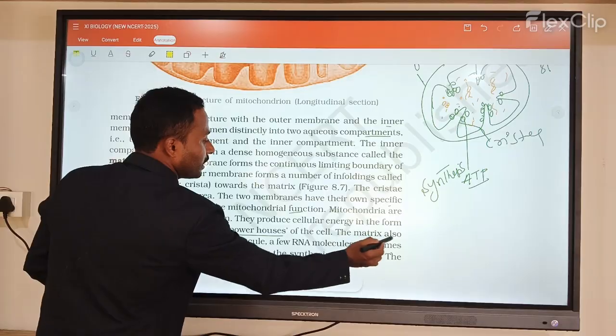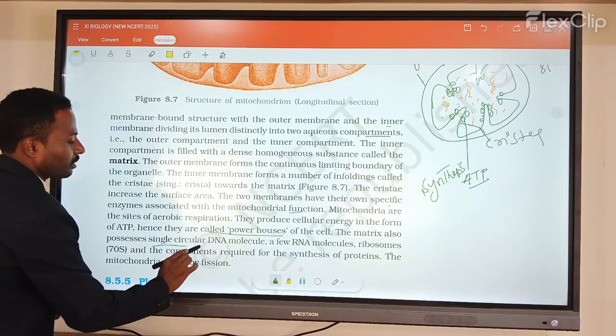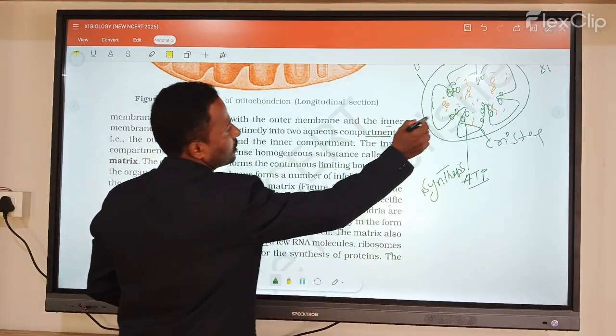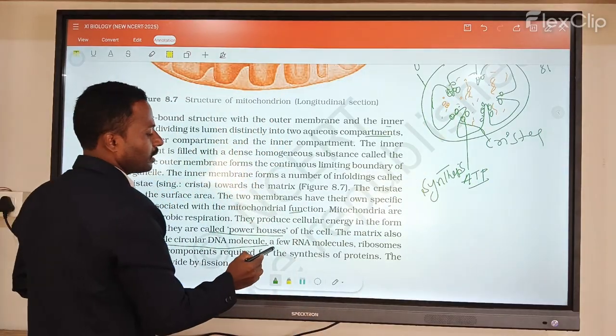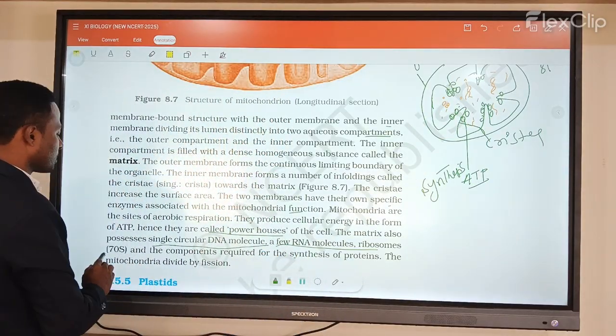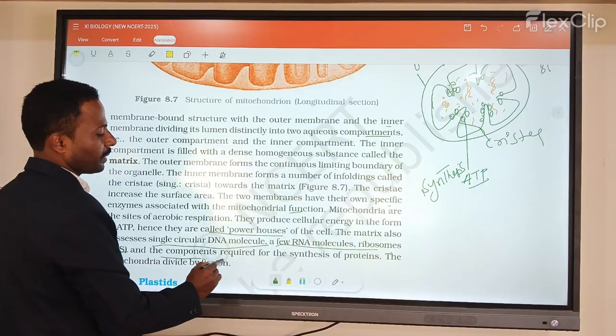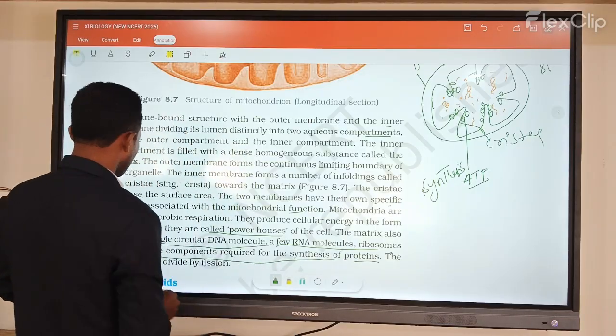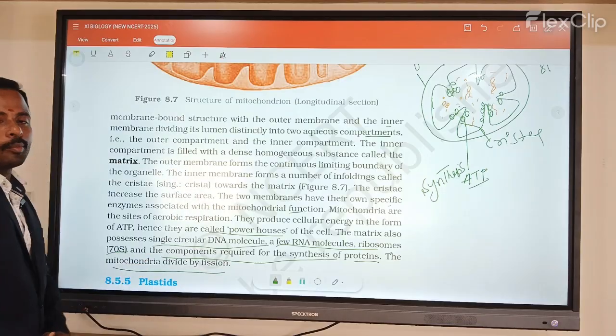Now, the matrix also possesses a single circular DNA molecule. I mentioned here, a single circular DNA is also present, and a few RNA molecules and 70S ribosomes are present, components required for the synthesis of proteins, and mitochondria divide by fission.